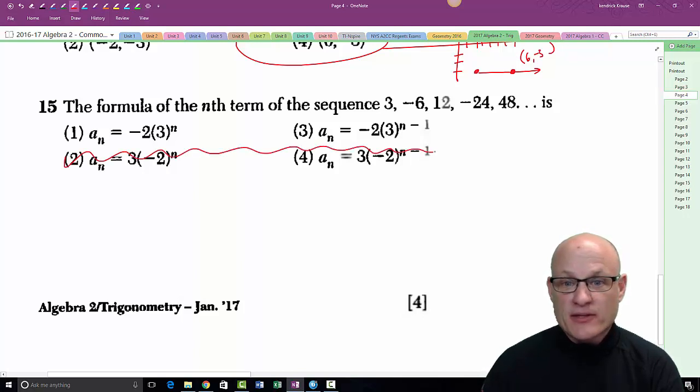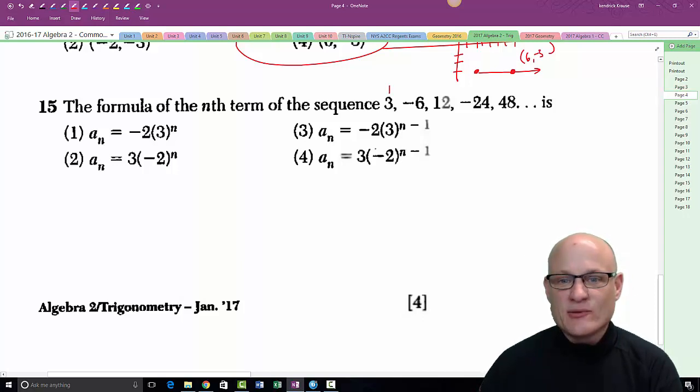So I'm not even going to think about these, but wait a second, they might be the answer. I'm not really sure. I got to be really careful. So I'm going to plug in a 1 and see what I get out, because that's the first term. I plug in a 1 here. I get negative 2 times 3 to the 1 is 3. So negative 2 times 3 is negative 6. That's not it. Plug in a 1 here. I get 3 times negative 2. That's negative 6. That's not it.